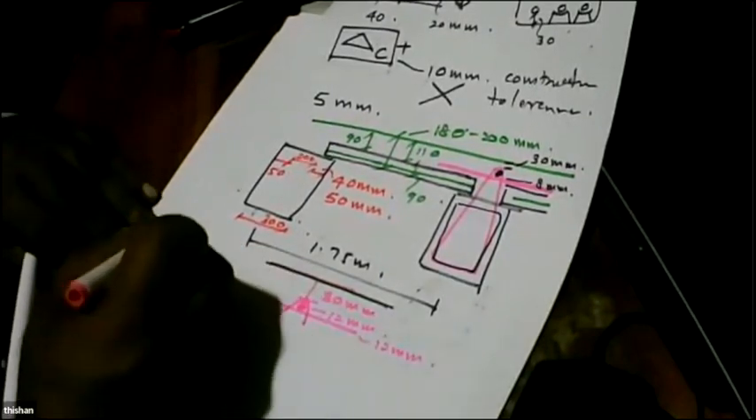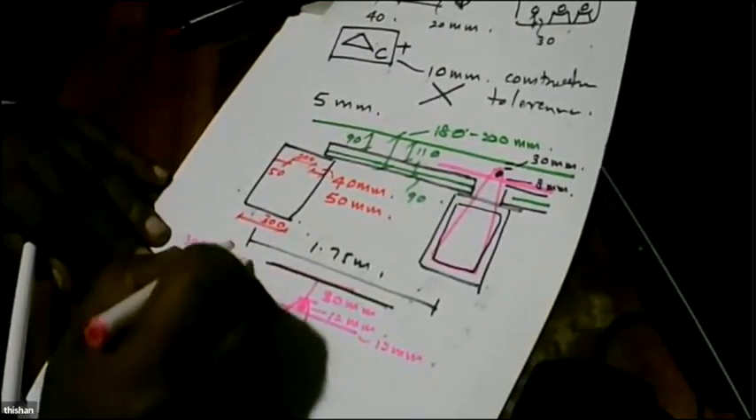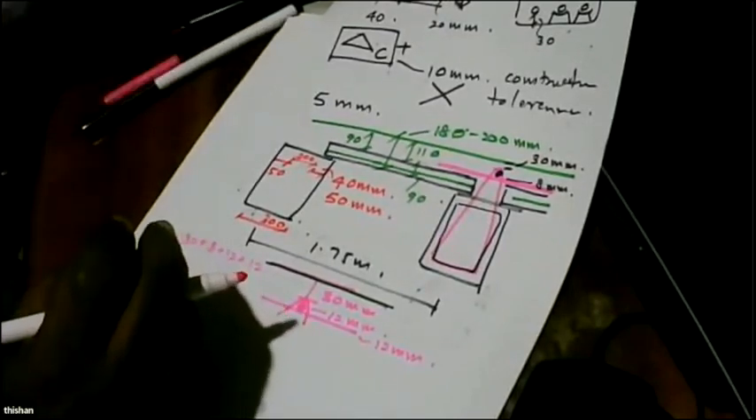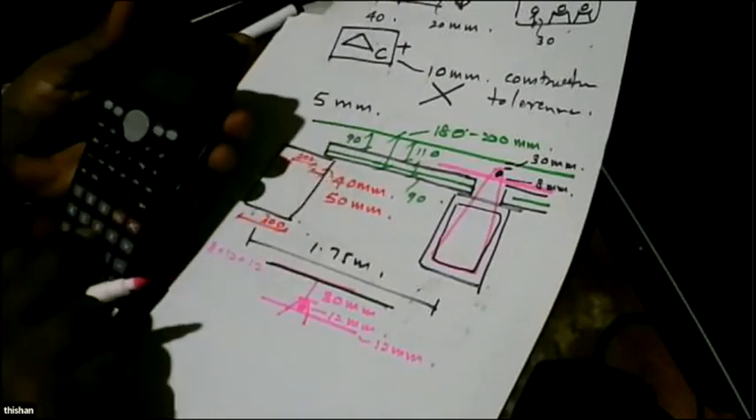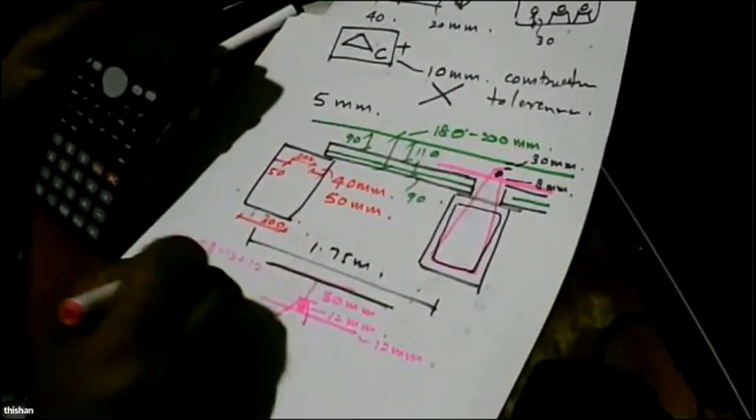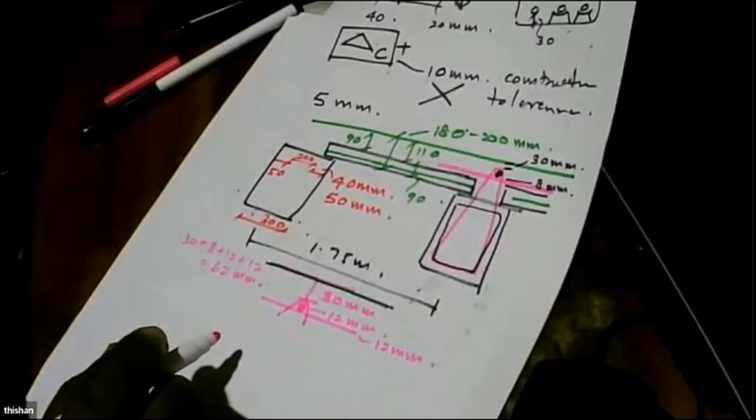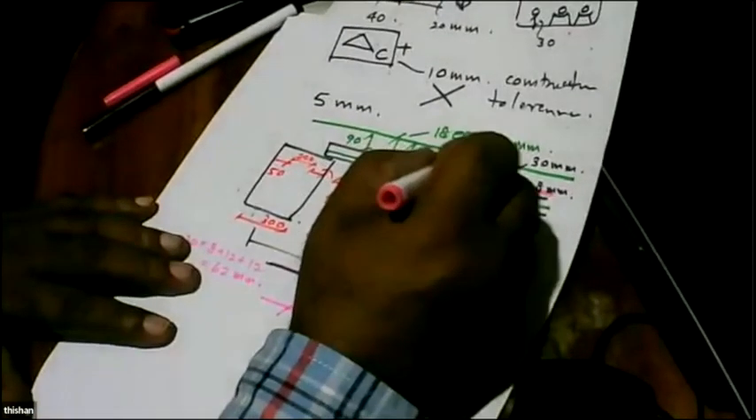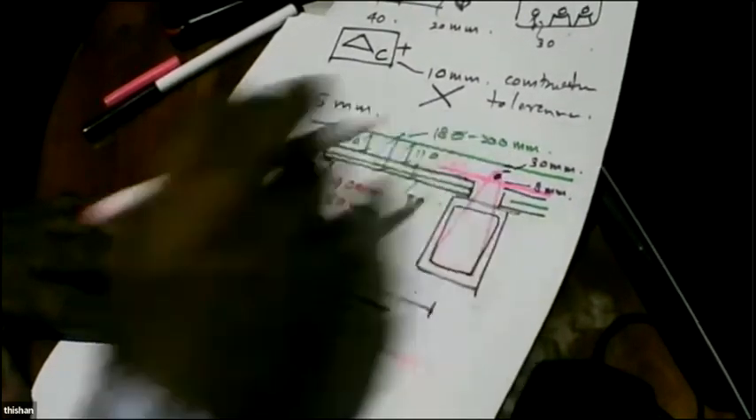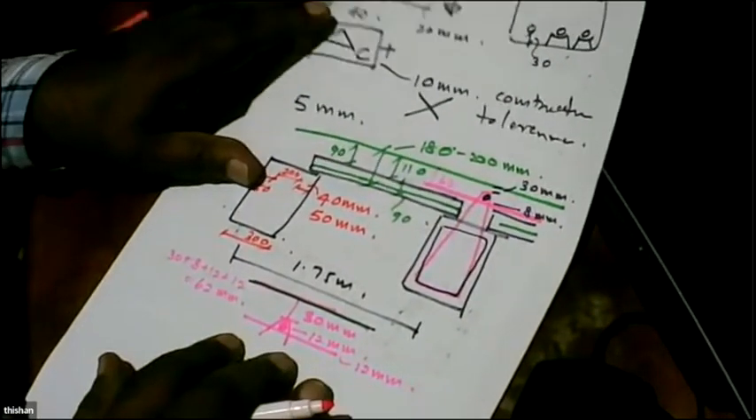So here you get 30 plus 8 plus 12 plus 12, so 38 plus 24, 62 millimeters. So if you are going to place 90, the bottom of this reinforcement will have 62. So we can see, if you are going for 90 or above, it may be okay.